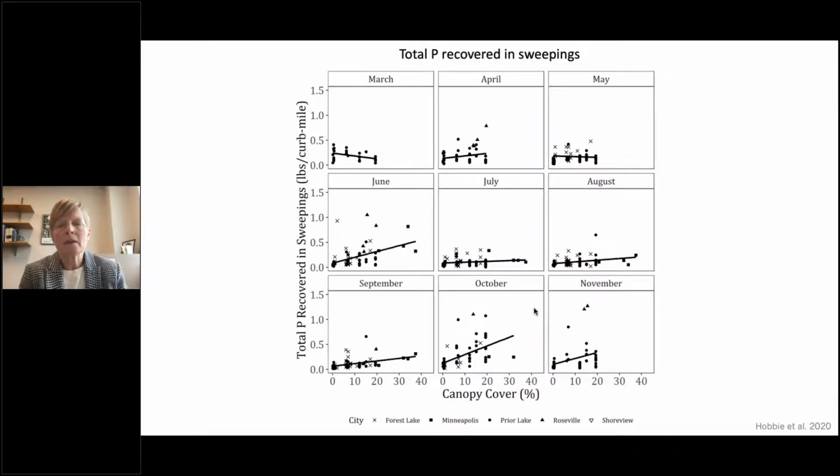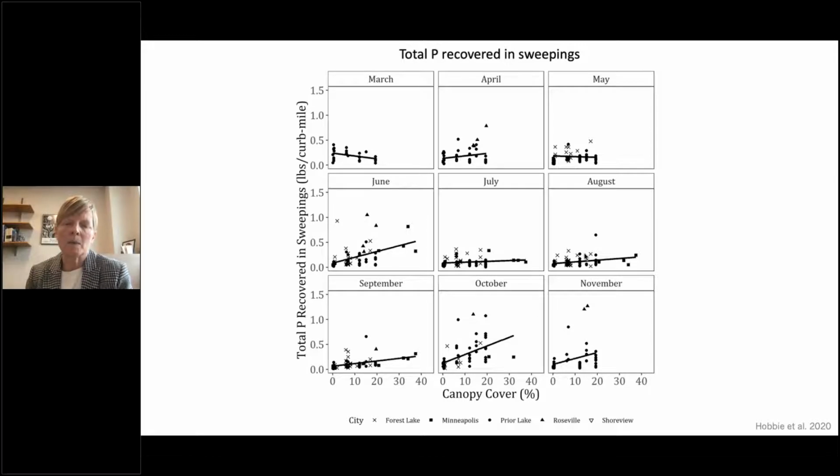These are just some data showing the total amount of phosphorus that was recovered in sweepings, expressed in pounds of phosphorus per curb mile. Each of the points represents a sweeping event. Here I've pooled all the data from all of the sweepings across all of these cities, using a diversity of sweeper types, swept at different frequencies. There are a few things that I want you to take home from this slide.